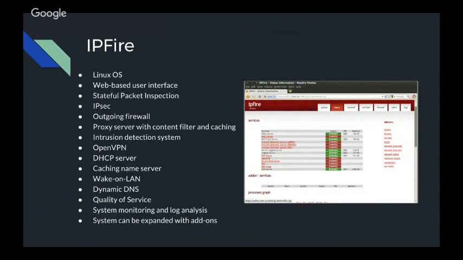It has intrusion detection. It has OpenVPN, and it can also be configured as a DHCP server, a caching name server. It also has the ability to wake on LAN. It has dynamic DNS and quality of service. The system can also monitor and do log analysis to track things, and the system can also be expanded with add-ons.